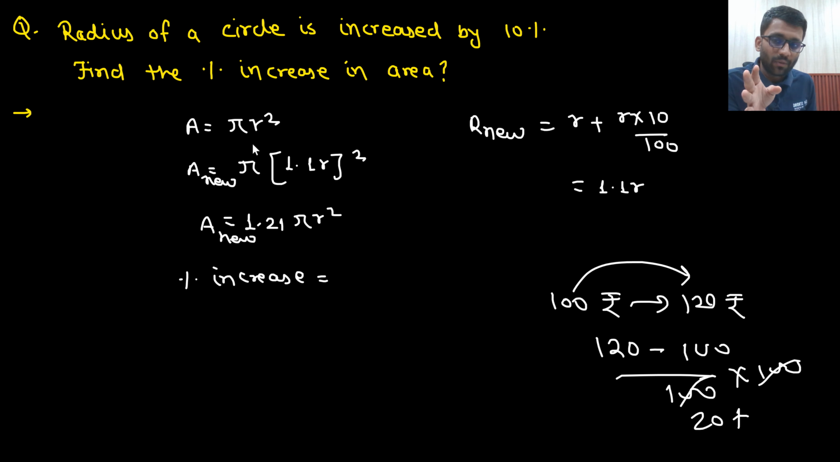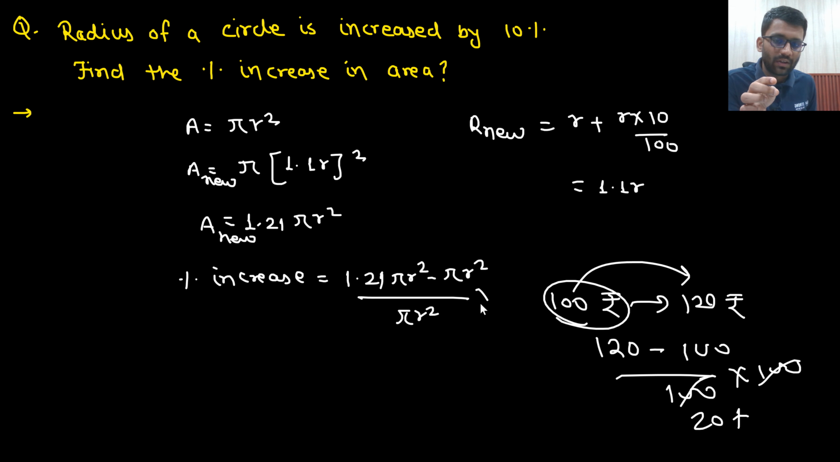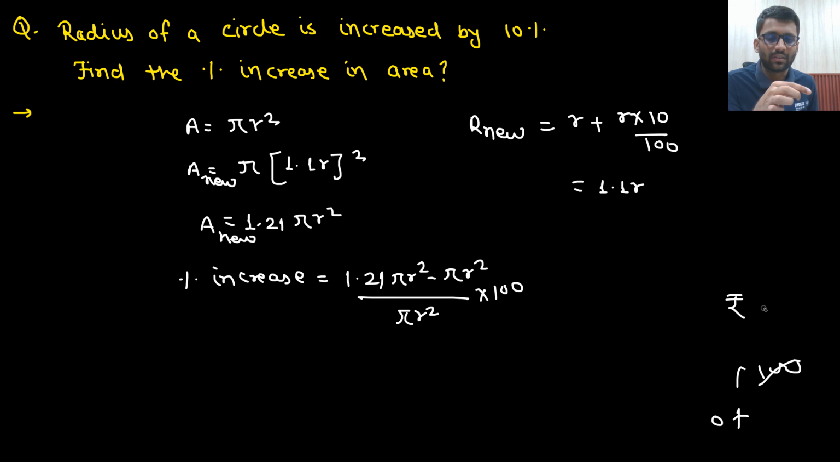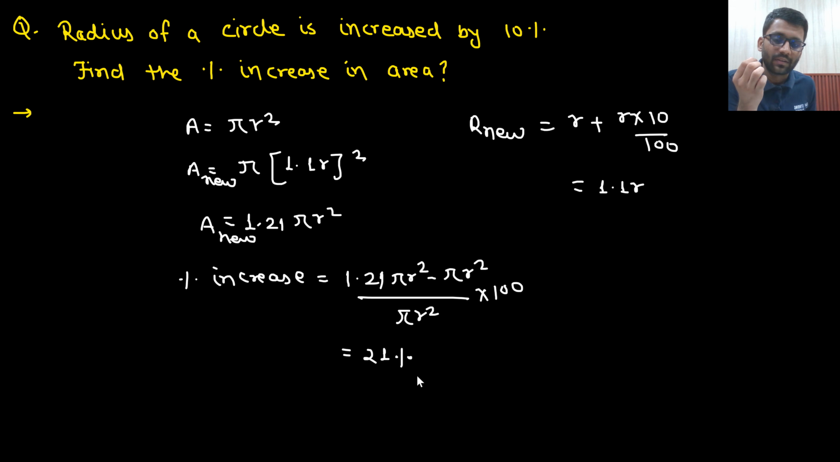So similarly, from pi r square to 1.21 pi r square. So 1.21 pi r square minus pi r square, divided by the initial one. Initial was pi r square, divided by pi r square, into 100 certainly you can do. So what will you get? 21%, right? 0.21 into 100, so 21% you will get.